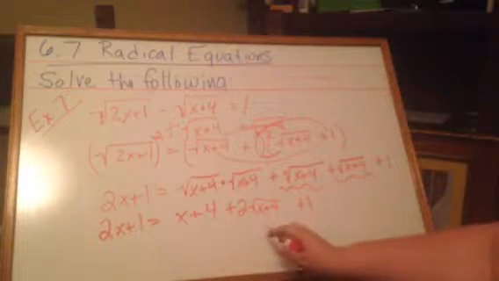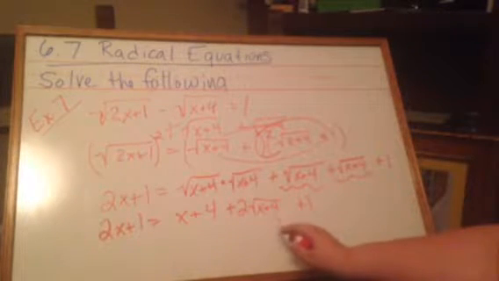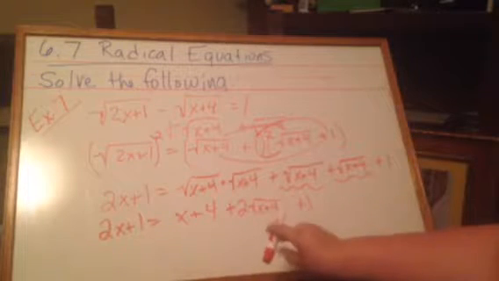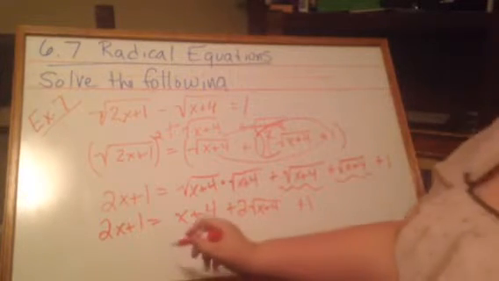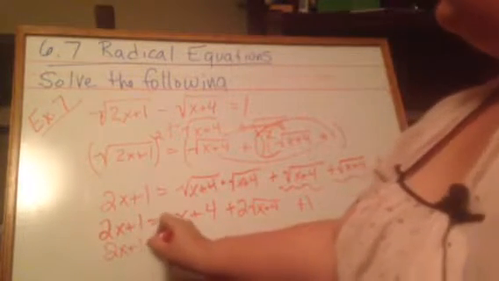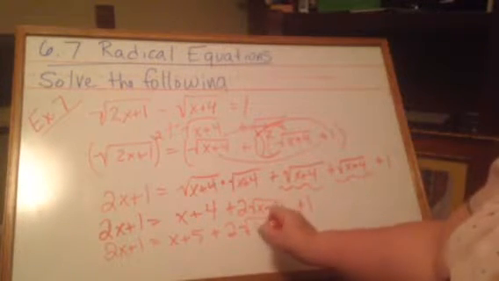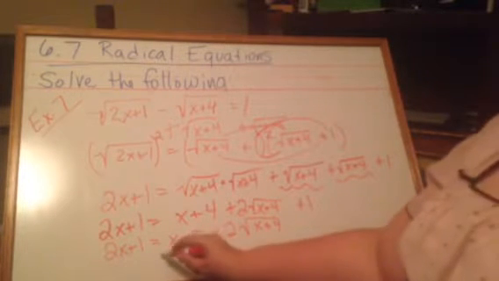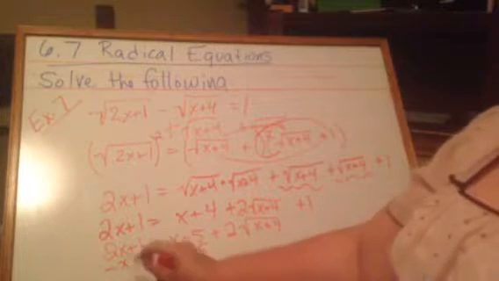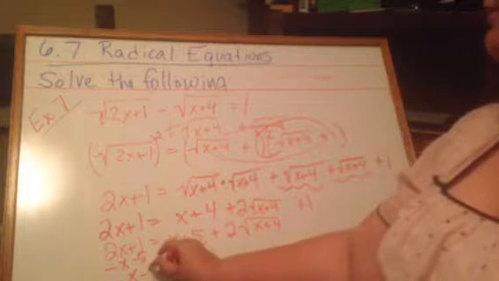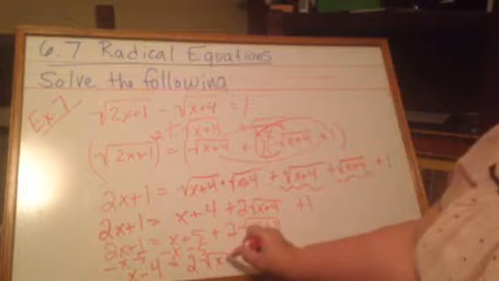All right, notice we still have this square root here, so we're going to have to get it on its side by itself in a minute. But for now, let's go ahead and simplify that right-hand side and move everything over for the moment to get x's and numbers together. So we'll have 2x plus 1 equals x plus 5 plus 2 square root of x plus 4. So we subtract x, we subtract 5, subtract x, subtract 5 here. So we're left with x minus 4 equals 2 times the square root of x plus 4.